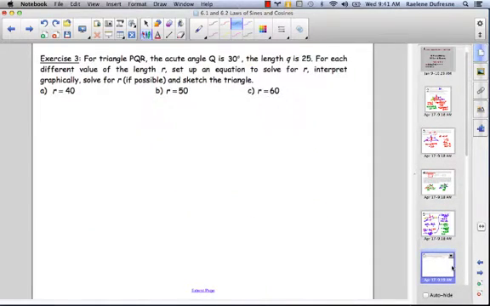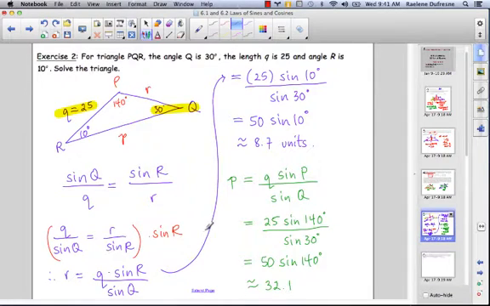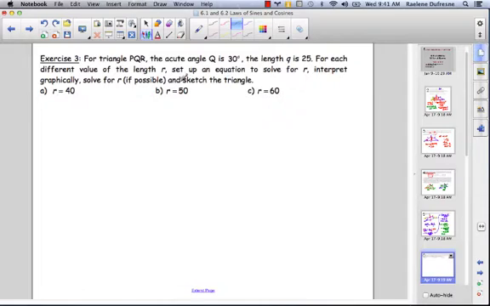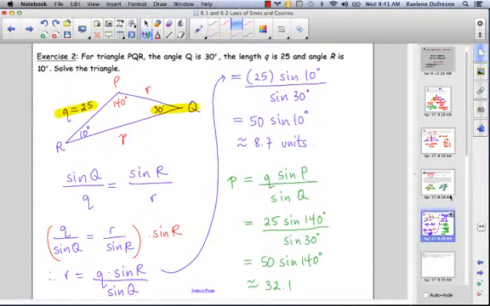In exercise 3, we have another triangle PQR. The acute angle Q is 30 degrees, and the length q, opposite angle Q, is still 25. But now we're going to look at 3 different cases of values for r, and we're going to solve for R. If we solve for R, of course, we could solve for the missing length P and angle P. But we're only going to focus on R for now, and otherwise we would just repeat the process we saw in exercise 2. In each case, we want to set up an equation to solve for R, like we did here.